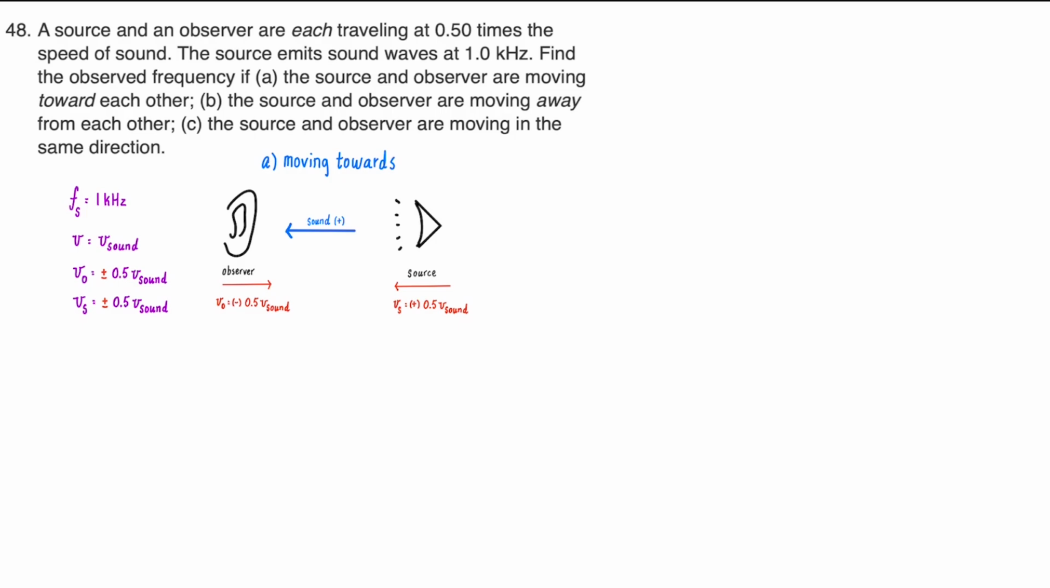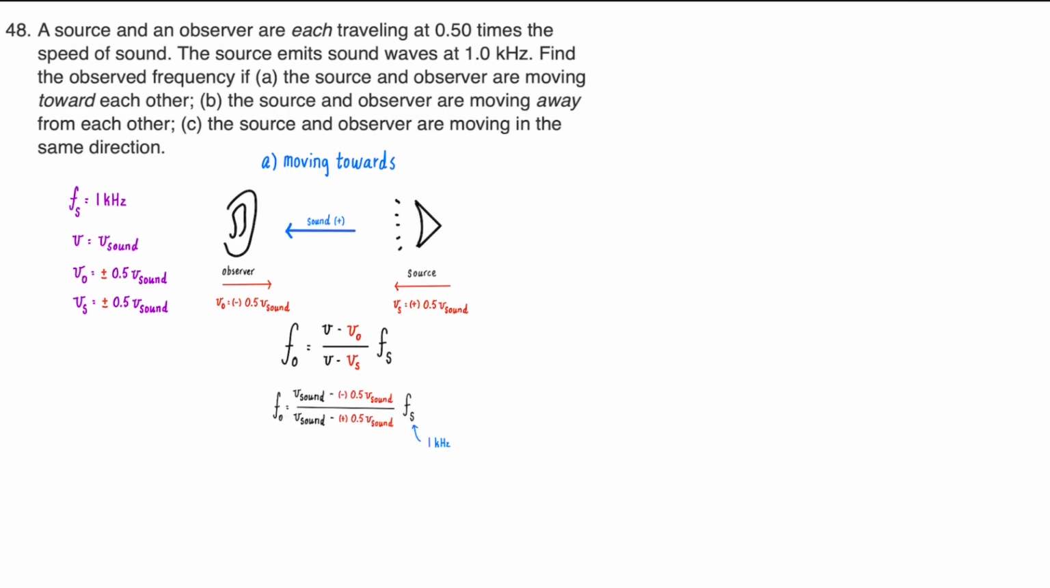Again, the positive direction is going to be whatever direction the sound is traveling in. In our case, our sound is traveling to the left, so anything that's moving to the left is going to get a positive sign, whereas anything moving to the right is getting a negative sign. So in this case, our observer is moving to the right, so we're going to put a negative sign in front of it, whereas our source is moving to the left, so we're going to put a positive sign in front of it. Plugging these two values into our Doppler equation, we get the following.